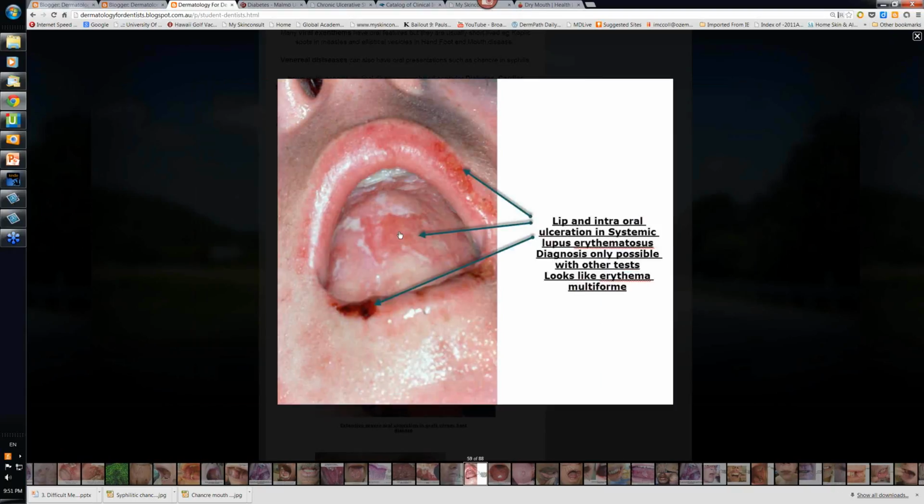Here you've got one of the changes of lupus on the inside of the mouth, a systemic disorder with ulceration, quite marked involvement, ulceration in the lips here as well. And so you can see that it looks like erythema multiforme. Histologically, there's the same sort of basal layer attack by lymphocytes that you see in erythema multiforme. You see it also in systemic lupus.